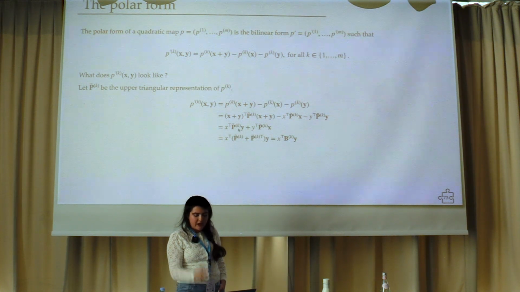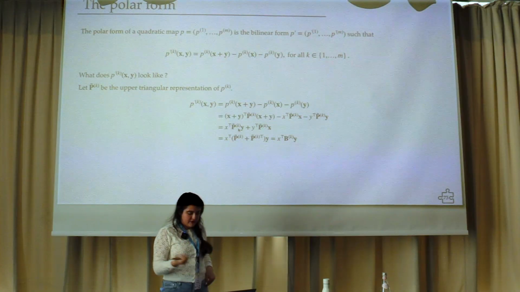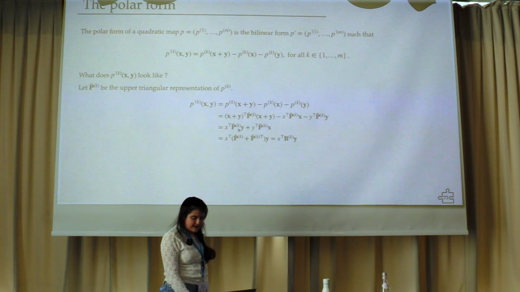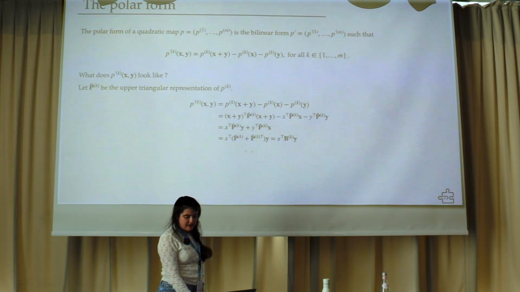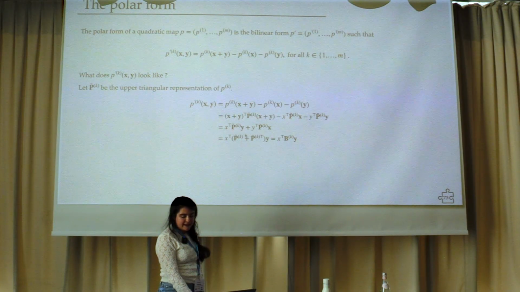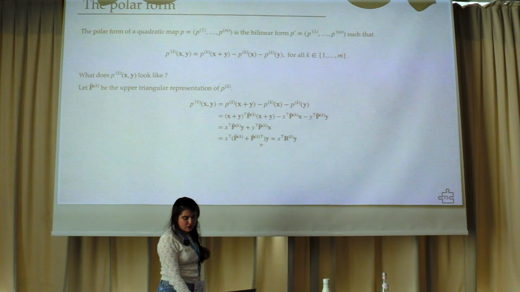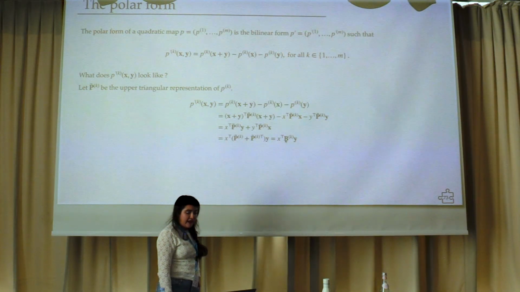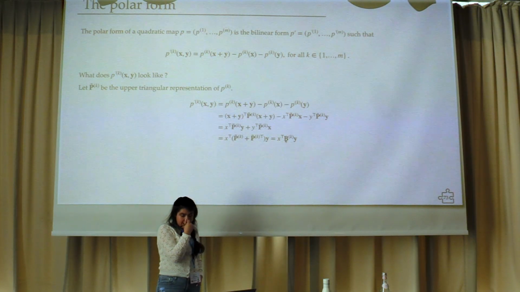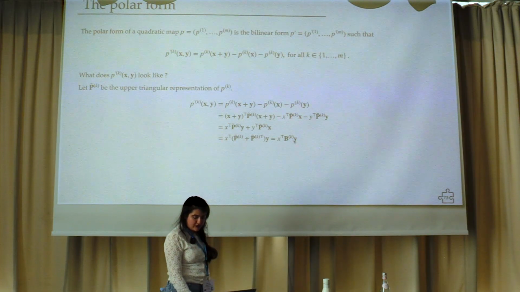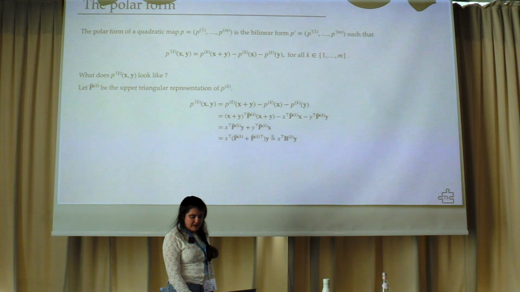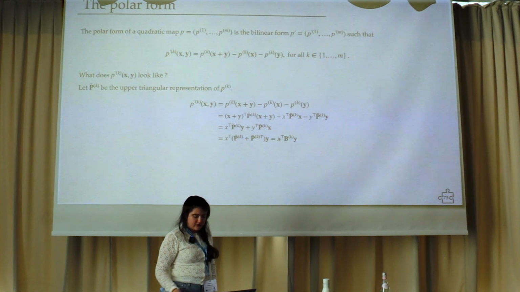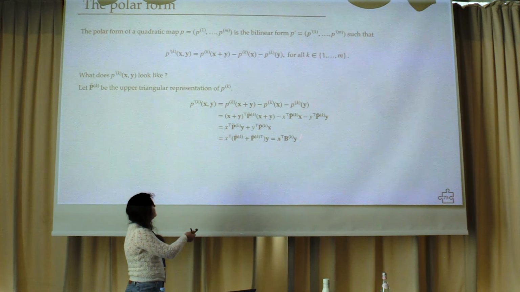This is what you get here: x times P times y, plus the other way around, y times P times x. If you take the transpose of this, this is what you obtain. So here you have x times some matrix in the middle, times y. And this matrix here, I'm going to call it B, and I'm going to rewrite this like this here. I'm pointing at this one.